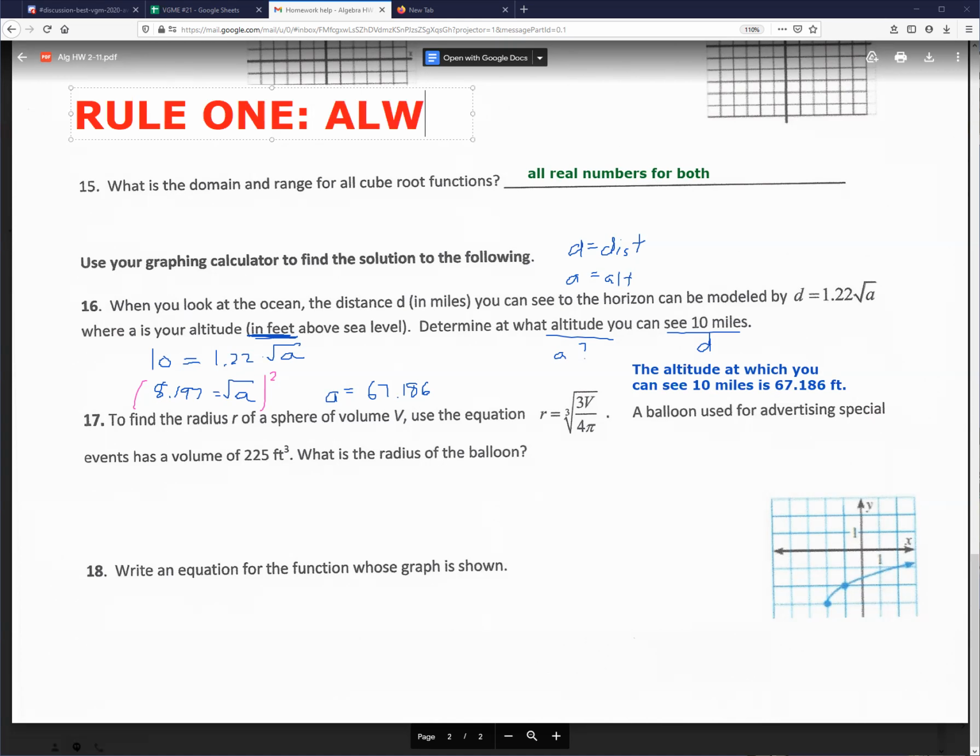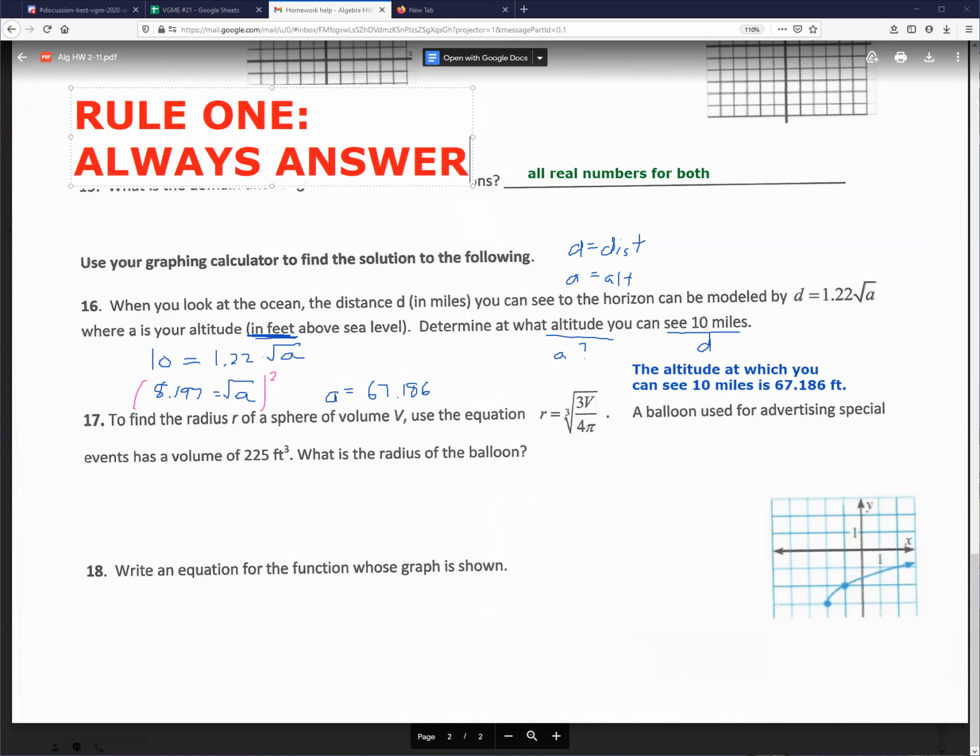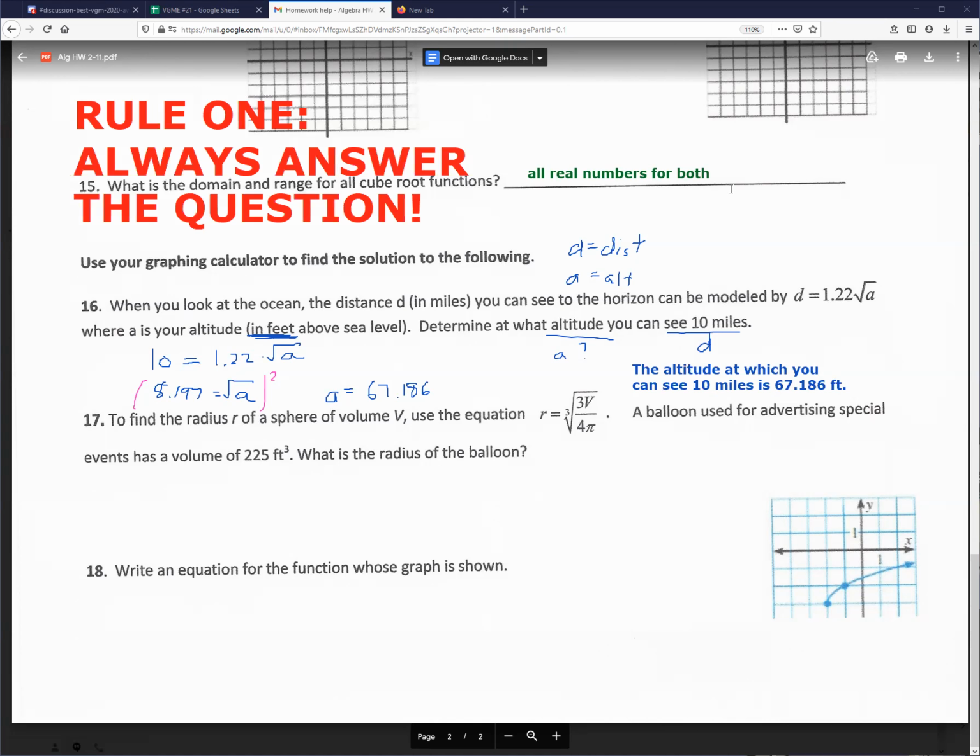Rule 1 is always answer the question. Whatever is being asked, you give them that. You make sure that whatever they want, you have it, and you circle it, you box it, you do whatever it takes to say, here's the answer, I gave it to you, I did it. The worst thing in the world is to do everything correctly and then still not get full credit.